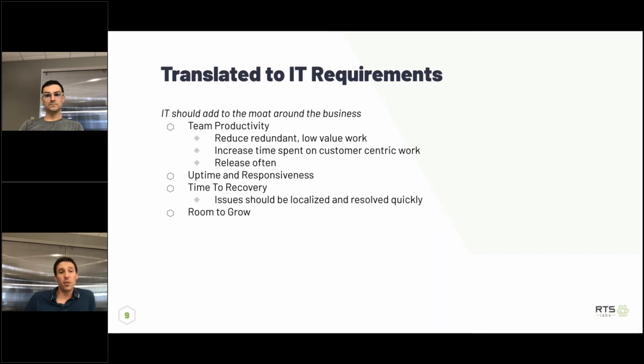We need to be more productive. What does that productivity mean? How do we get there? We want to release more often. We can achieve productivity by reducing redundant work and reducing low value work, automating. We'll talk a little bit more about that. We don't want to waste time on resolving production issues. We want to focus on uptime and responsiveness, time to recovery.